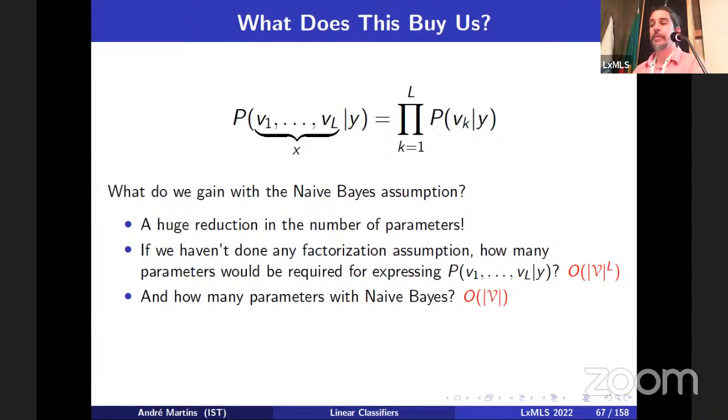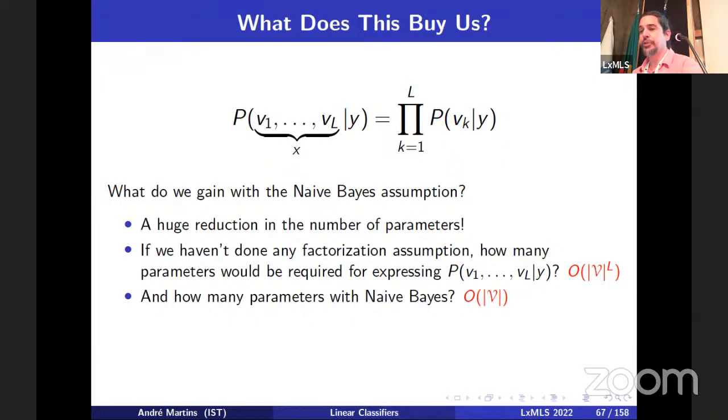But you can see that by doing this assumption, we reduced from something that was exponential in L to something that is independent from L. The complexity is just the same as the number of vocabulary terms. We just need to estimate one probability for every word in the vocabulary. Actually, as many probabilities as number of classes, but it's a huge reduction. So this is one of the big motivations to do the naive Bayes assumption.